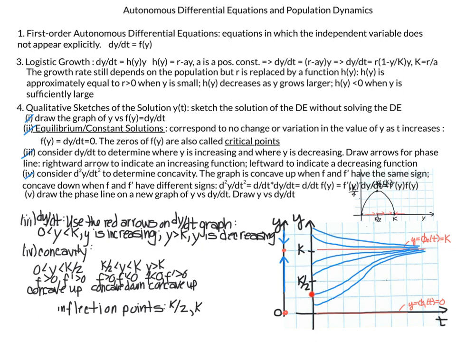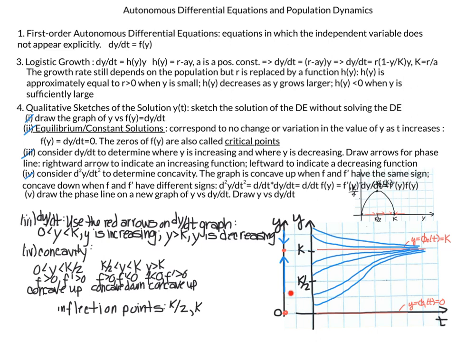Similarly, here's another solution with a different initial value, whatever y is here. This is our next solution with initial value, whatever y is here. We're increasing, y is increasing, and the moment we hit k over 2, we're still increasing, but we're going to be concave down.